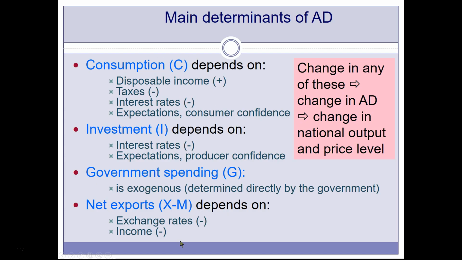So these are the factors which will affect different components of aggregate demand: consumption, investment, government expenditure, and net exports. You will need to remember this, and you will need to understand the logic, how exactly different variables will affect each other, because a change in any of these variables will change aggregate demand, and as a result it will shift the aggregate demand curve, and it will lead to changes in national output and price level.